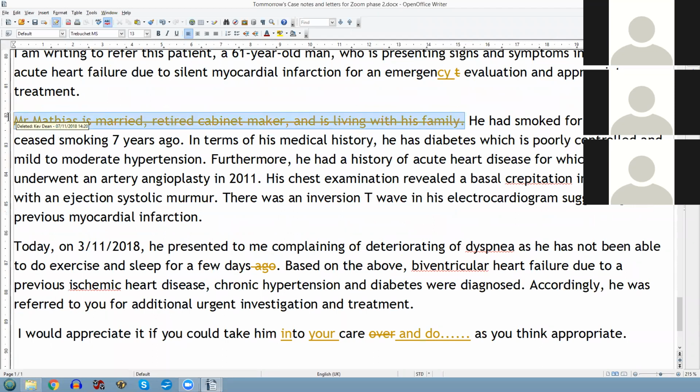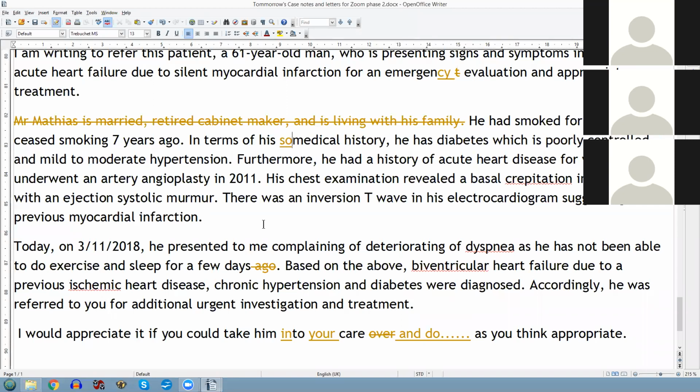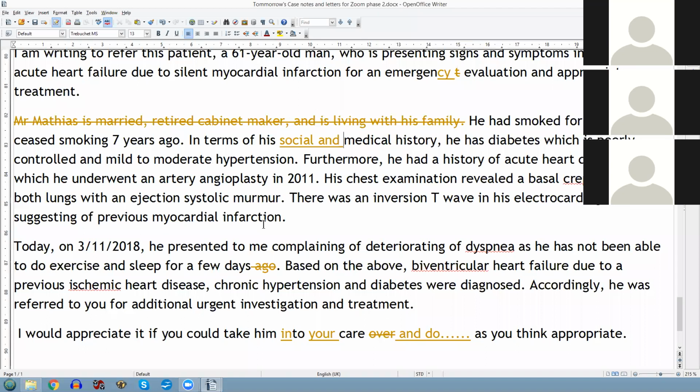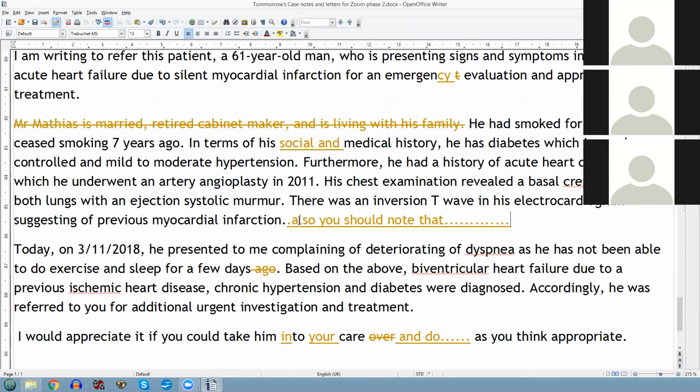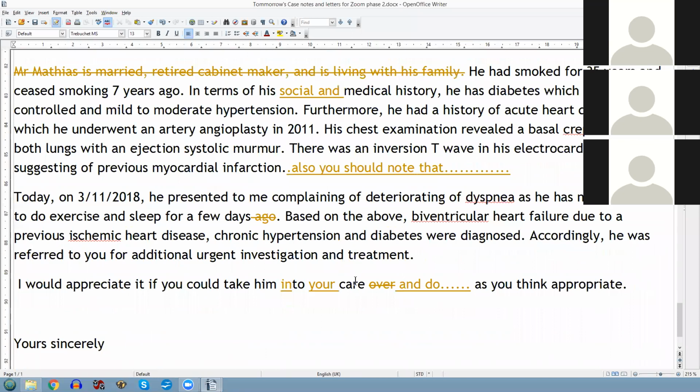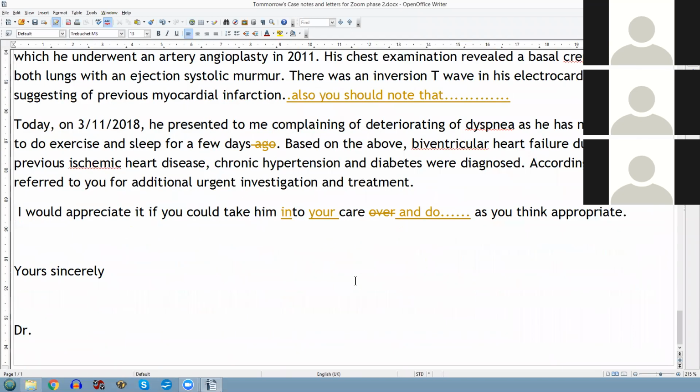We don't need that. If you want to talk about that, I would put it at the bottom here. You say in terms of his social and medical history, and then put the smoking part. Also, you should note that he was a smoker, blah, blah, blah. Okay? So, not too bad, not too bad. Just a few minor points there, but not too bad at all.